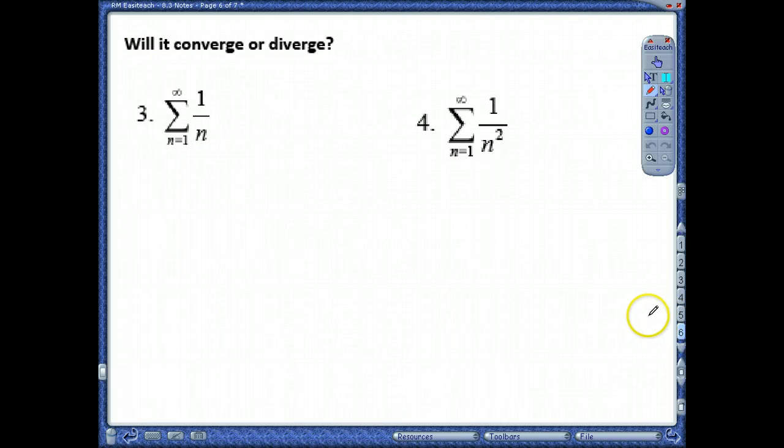Okay, so let's take a peek at it. Once again, this is lovely. You can tell it is a harmonic p-series. Okay, p is 1. Therefore, this guy is divergent. Here, p is equal to 2, which is greater than 1, so this converges. Okay? Love those tests.